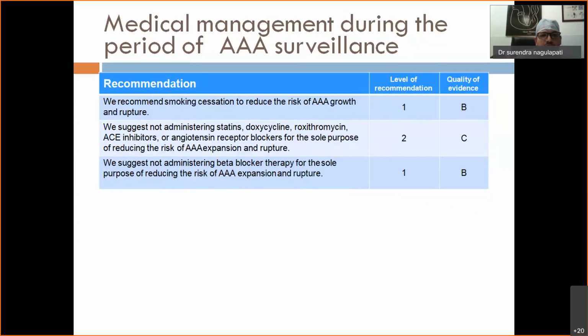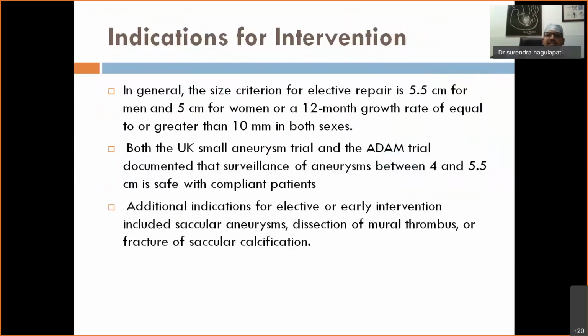Even in animal studies, they show significant reduction in size, but in human studies, they didn't show any benefit with these medicines like doxycycline, statins, or angiotensin receptor blockers. And they didn't suggest any beta blocker therapy for the sole purpose of reducing the risk of aneurysm expansion and rupture. And these are the indications for intervention. In general, the size criteria for elective repair is 5.5 centimeters for men and 5 centimeters for women, or a 12-month growth rate of equal or greater than 1 centimeter in both sexes.